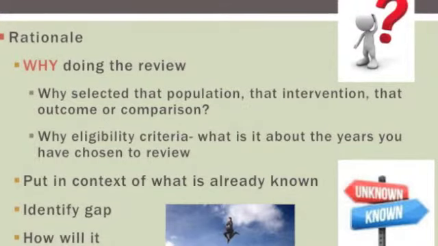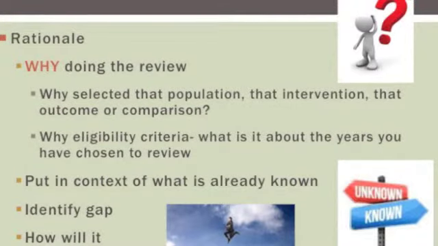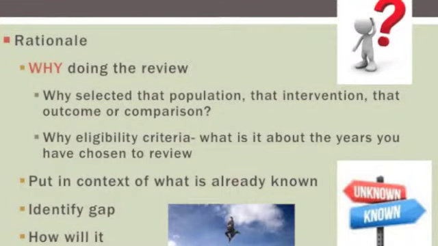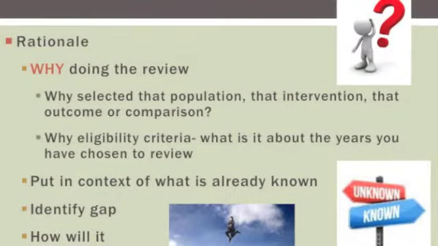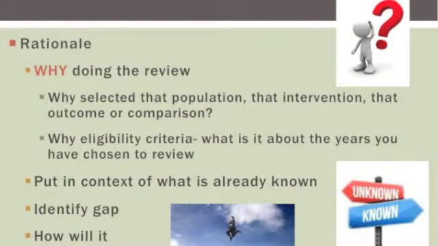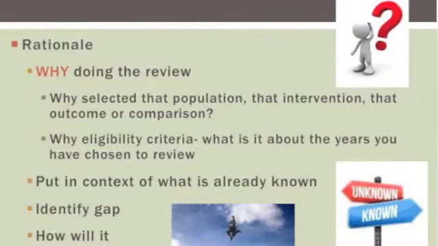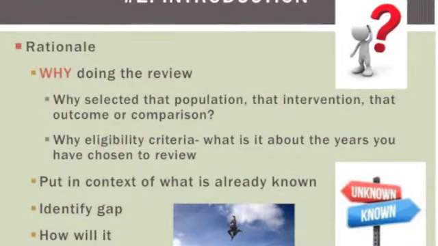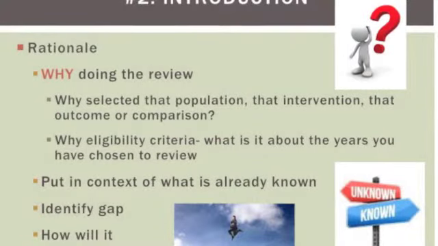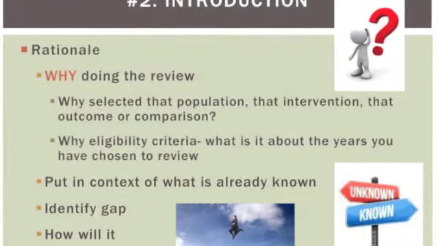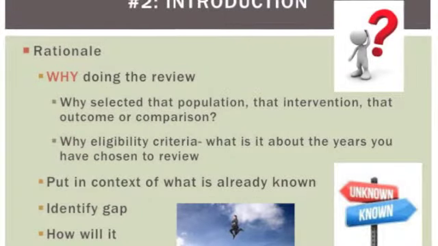So moving on to the introduction. You want your introduction to include why you're doing the review, why the selected population, that intervention, that outcome or comparison, why the eligibility criteria, what it is about the years that you've chosen to review. You want to put this in the context of what is already known. You want to identify the gap in the science, and you want to identify how this systematic review or meta-analysis will add to the science and advance it.